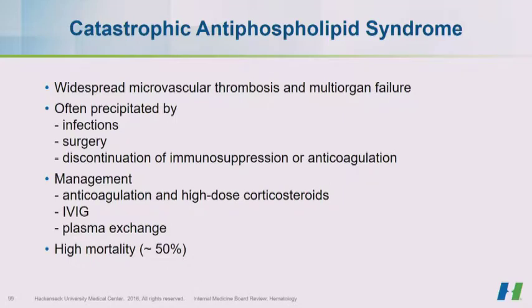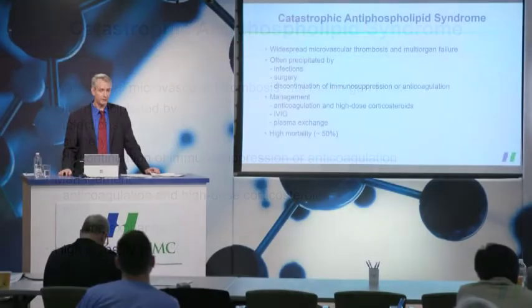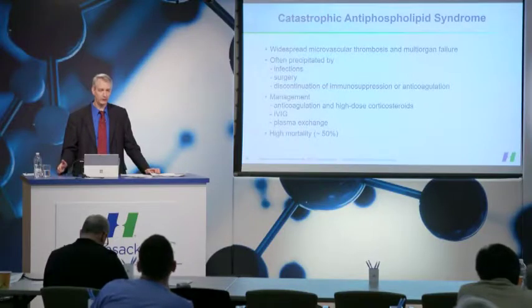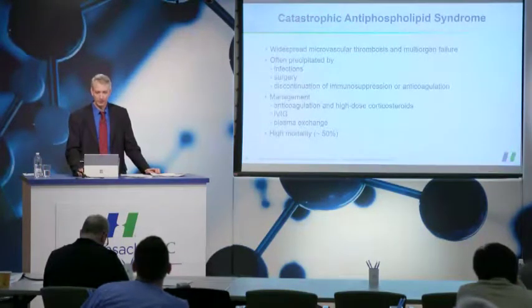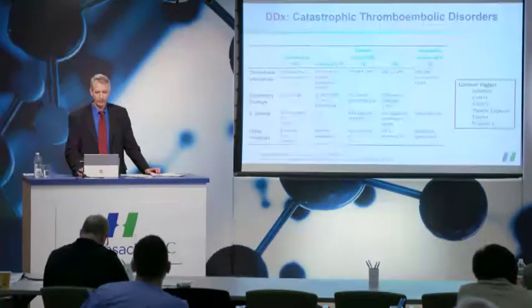There's a very severe form of antiphospholipid syndrome, catastrophic, which leads to widespread thrombosis and multi-system organ failure, which may be triggered by infection, surgery, or sometimes if patients discontinue anticoagulation or immunosuppression for an autoimmune disorder, for instance. This syndrome has a high mortality rate, about 50%, and requires anticoagulation, steroids, IVIG, plasma exchange, similar to TTP.